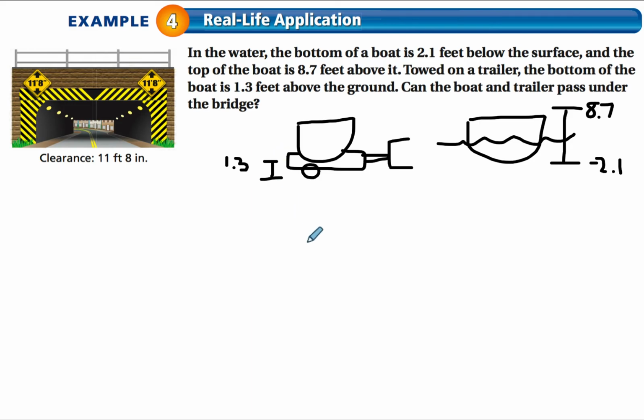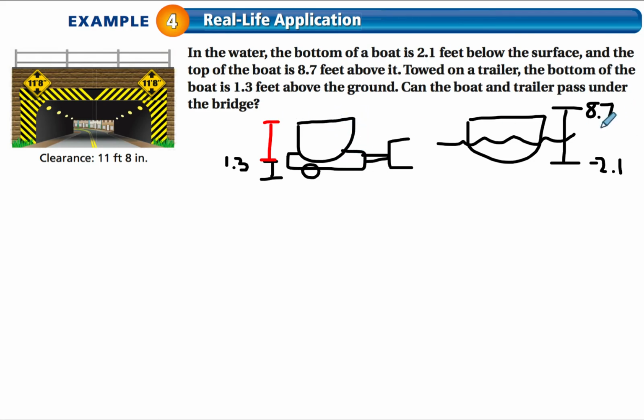All right. So in this, everything that's given I've written in black. I'm going to do some things in a different color now. This right here is the size of the boat. When we add how far it is off the ground plus its size, we will get a total height for the boat on the trailer.